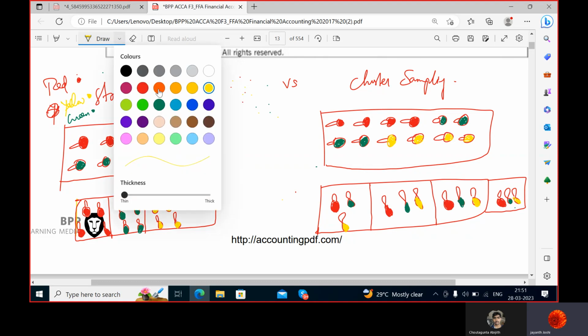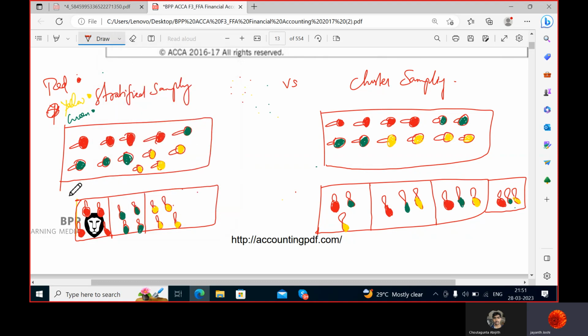So strata 1, strata 2, strata 3, cluster 1, cluster 2, cluster 3, cluster 4. See, in one stage cluster sampling, you will directly take this cluster and try to draw your conclusion.